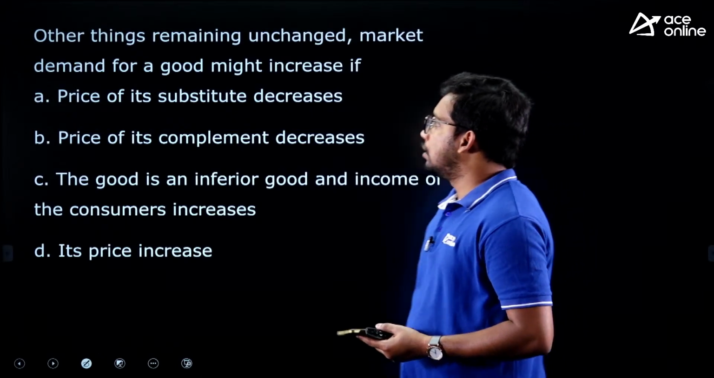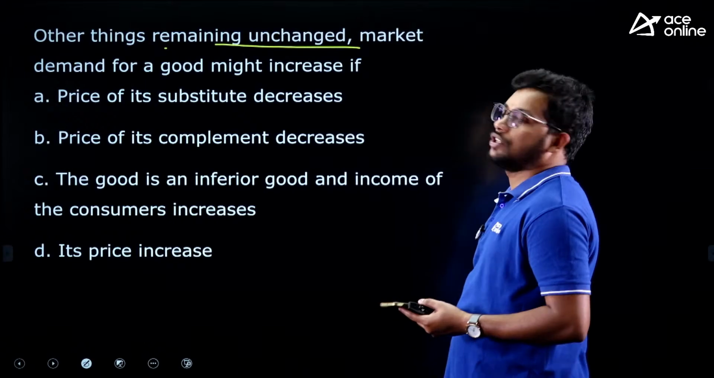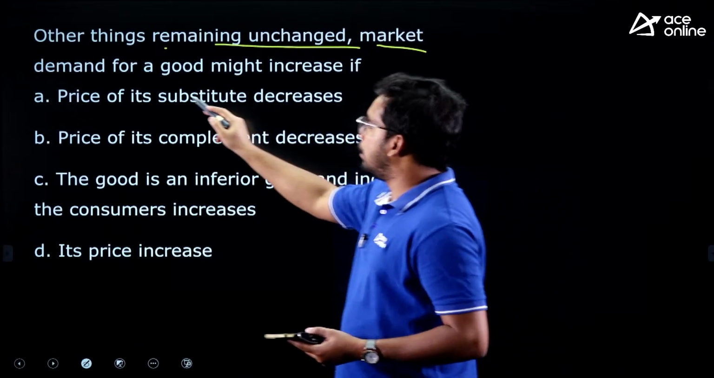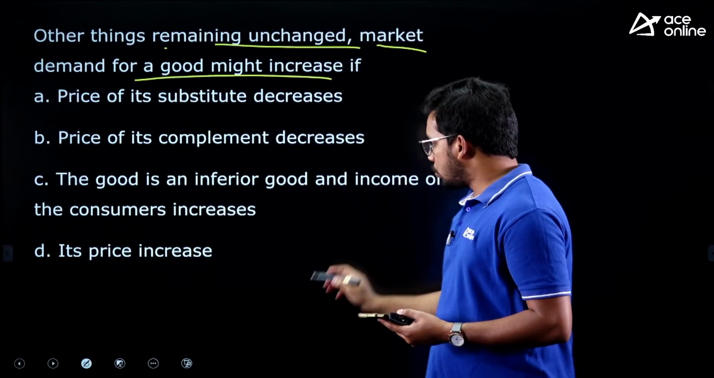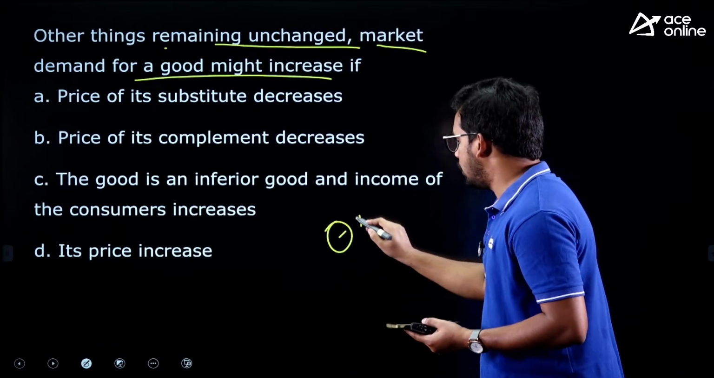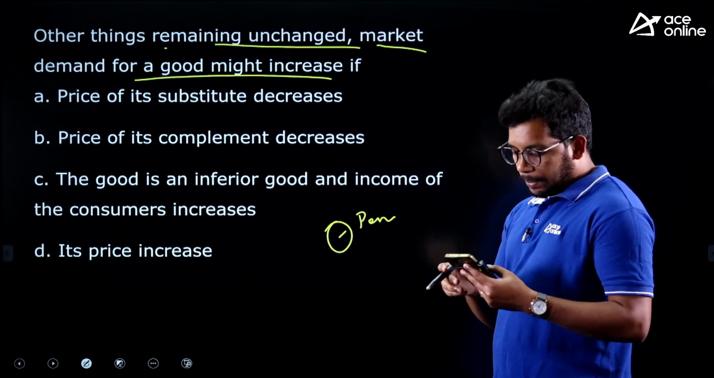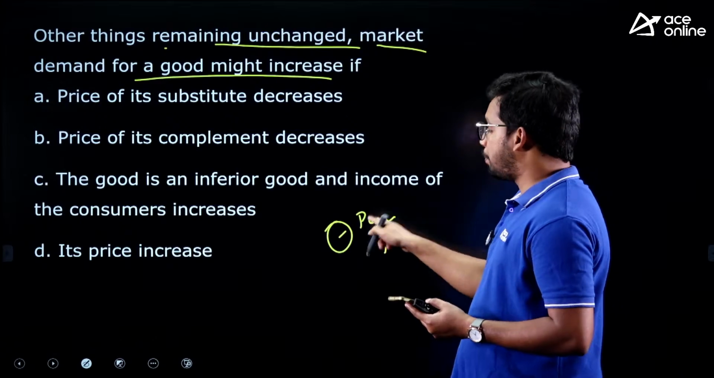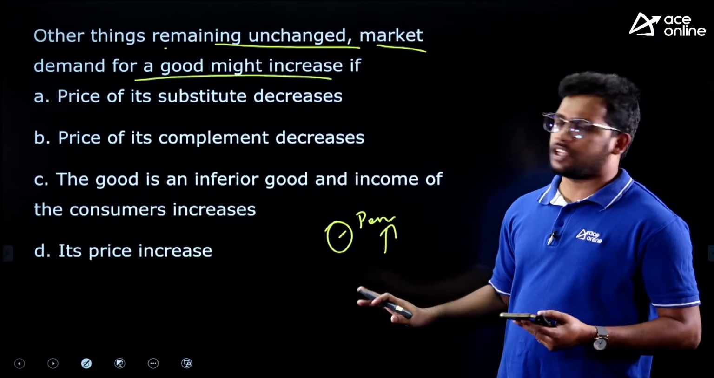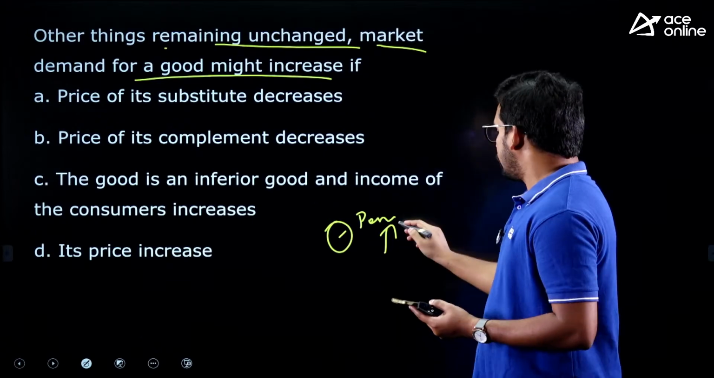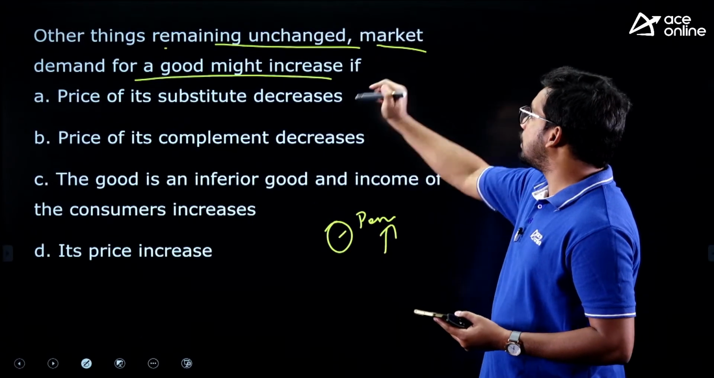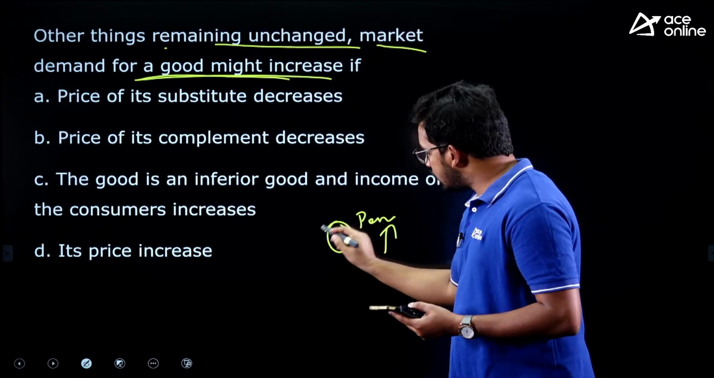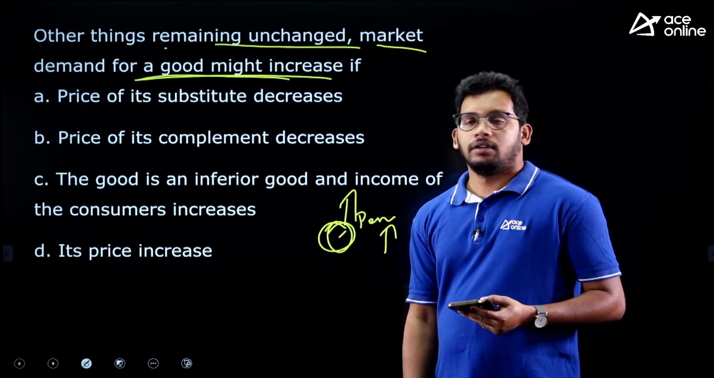Next question. Other things remain unchanged, so there are no other external factors. Market demand for a good might increase. So there is a good already in the market, for example, a pen. So when will the demand for this pen increase? They are saying other factors remain unchanged, so you only consider these four factors. So they are asking, when will the demand for this pen increase?